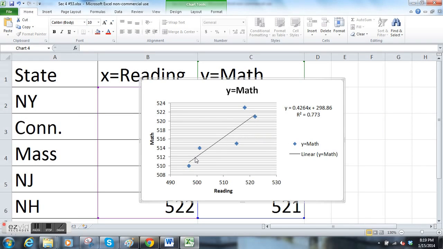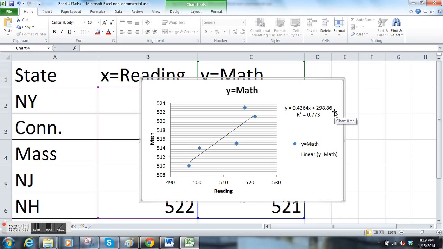The y-intercept would be where this line continues down to hit the y equals 0 axis. So we're saying that line is going to hit y equals 0 at 298.86. That means if your reading score is 0, the predicted math score is 298.86. Why is your reading score 0? Why did you only score 298.86?